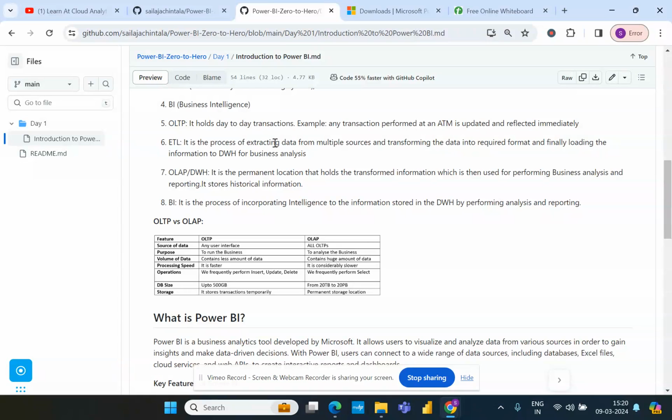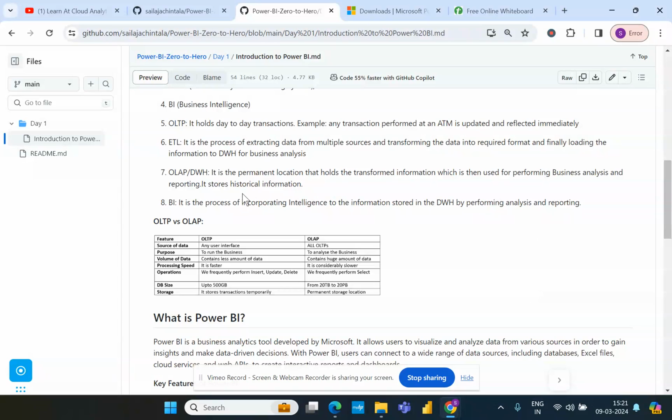And then next we have the second component, which is the ETL. Like I explained already, it is the process of extracting data from different data sources and transforming that data into the required format. And once that is transformed into the right structure as needed, then finally we load this transformed information to a data warehouse for permanent storage, so that at any point in time we can connect to that data warehouse and perform some business analysis.